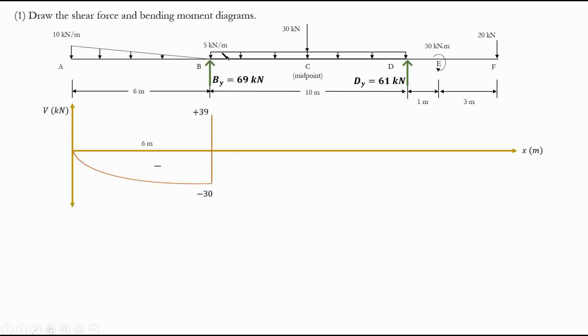Then we have a distributed load. But the distributed load, of course, goes from B to D. But we'll evaluate first from B to C. Why? Because we have another load in the middle. We have to take that into account as well.